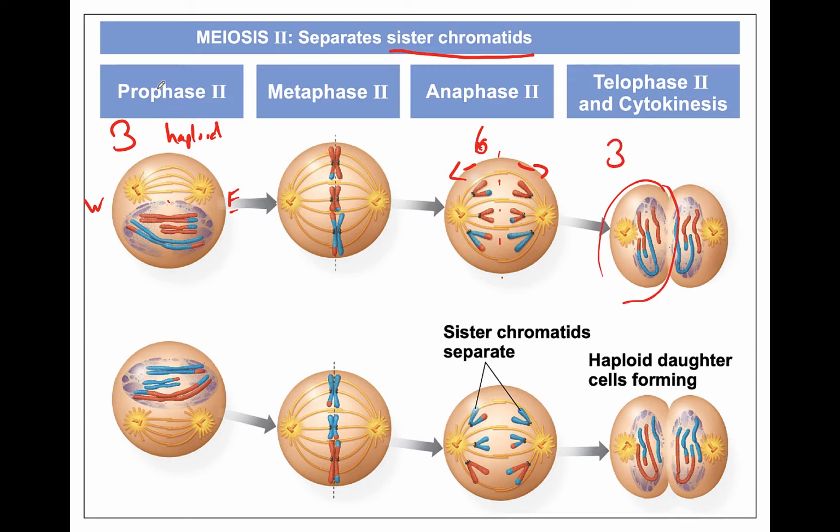So meiosis 2, it starts haploid, it ends haploid. We actually go from diploid to haploid in meiosis 1. So again, here the nucleus is going to reform, our spindle fibers disappear, we're going to go through cytokinesis, and then we will end up with 1, 2, 3, 4 haploid daughter cells.